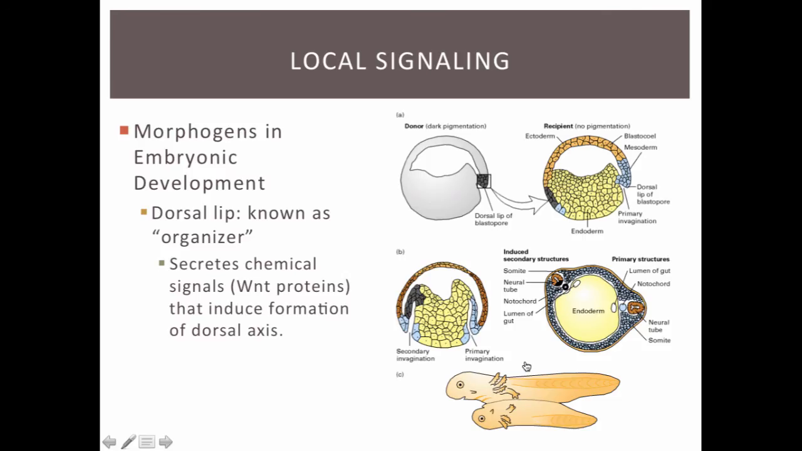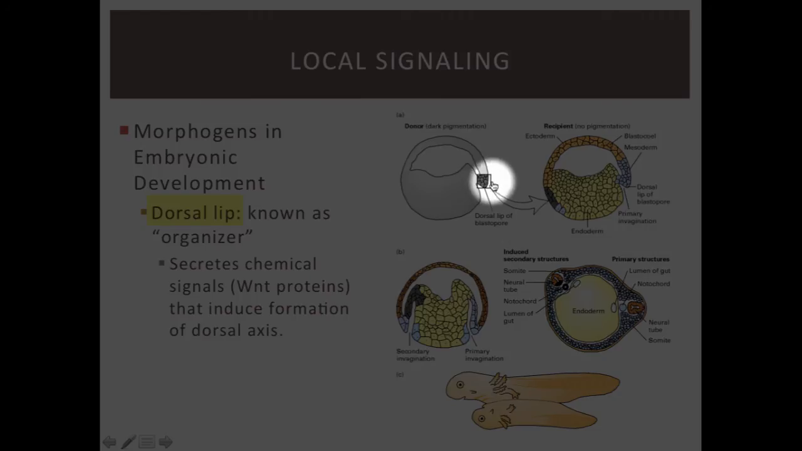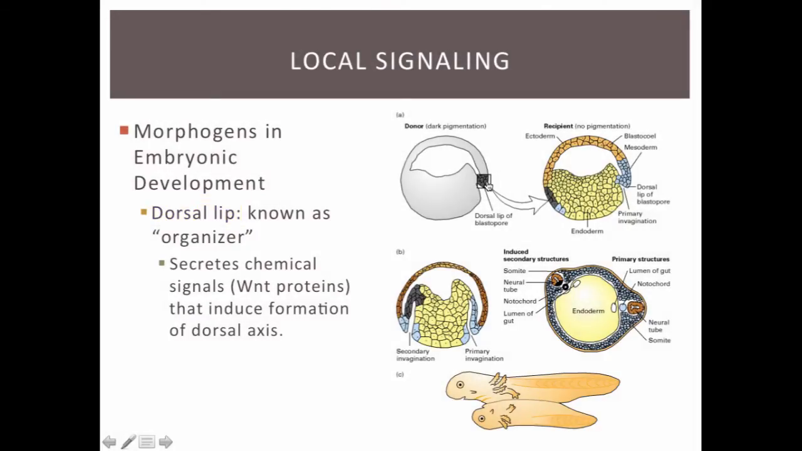Another example of local signaling are proteins known as morphogens that can cause changes during embryonic development. The dorsal lip, which is found on the outer edge of a developing embryo, is known as the organizer because it secretes chemicals known as WNT or Wnt proteins. These Wnt proteins diffuse across the embryo, causing changes that induce the formation of the dorsal axis in an embryo.